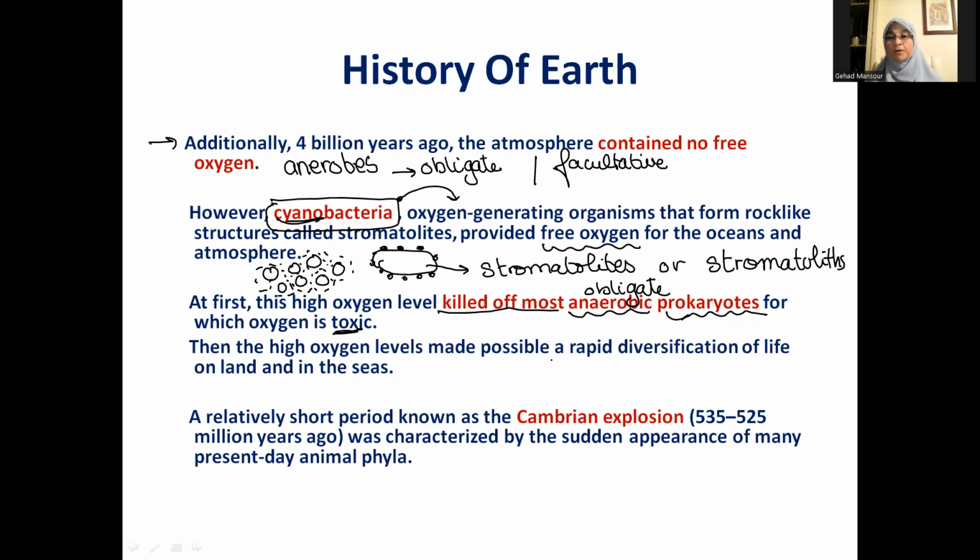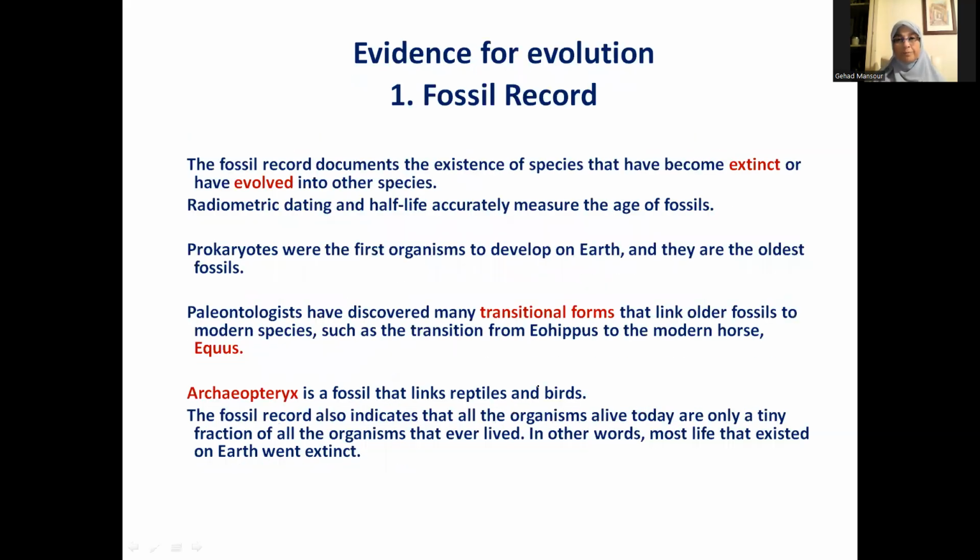This high level of oxygen resulted in a rapid diversification of life on land because now life is not restricted to anaerobes, but life has been expanded in order to include the aerobes. And there was a short period known as the Cambrian explosion, about 500 million years ago, that was characterized by the sudden appearance of many actual phyla or groups of animals. I'll pause for a minute.